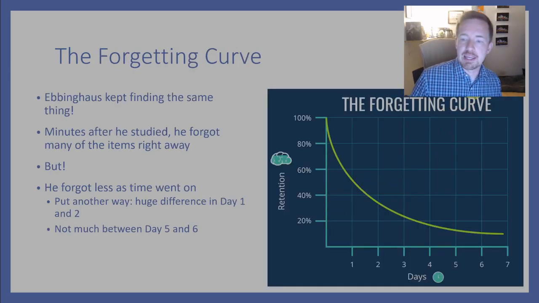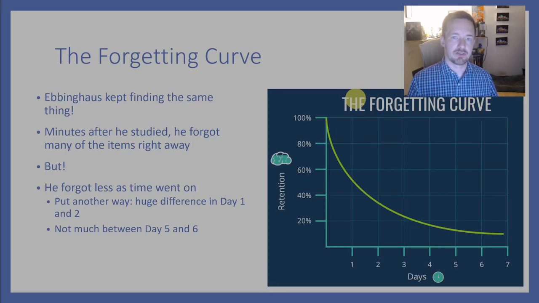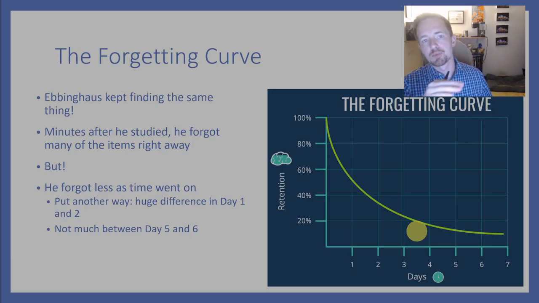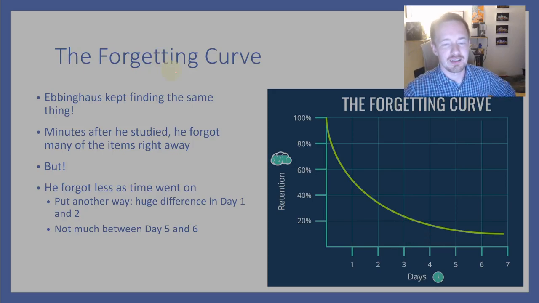So that is called the forgetting curve. This idea that we immediately start forgetting information and that as time goes on, we actually forget a little bit less. This is a super common finding. Ebbinghaus was the first to really put a name on it and to systematically research it. But you've probably experienced this on your own in your daily lives, as a student yourself.